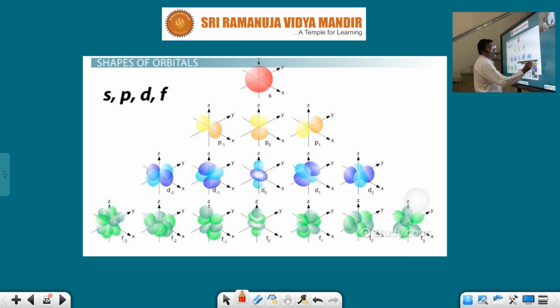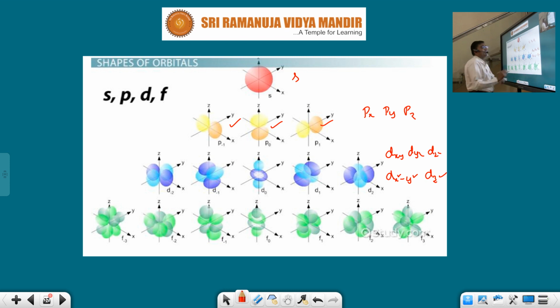So, let us have a look here. This is an s orbital. These are the 3 types of p orbital: px, py, pz. And you have 5 types of d orbitals. What are those? dxy, dyz, dzx, dx square minus y square, and dz square. Next, last one is f orbitals. F orbitals I am not going to discuss and confuse you. We can see later f orbitals, right? So these are the different types of orbitals.